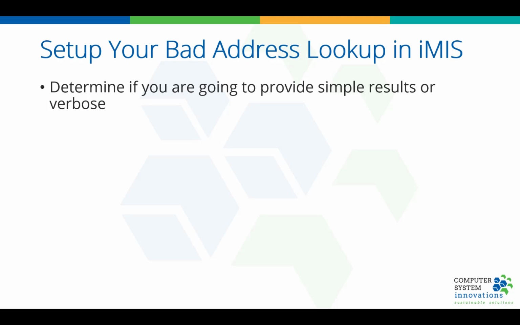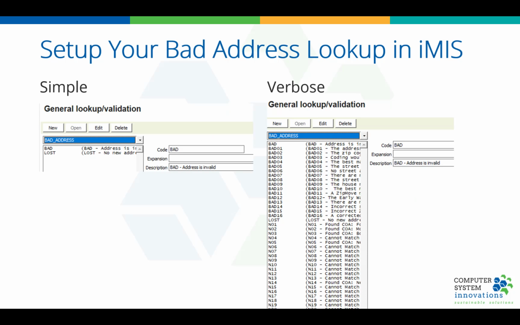But let's walk through it. First off, we're going to set up our bad address lookup table in iMIS, and I'm going to talk about simple and verbose here in my overview. A simple one would be, I want to know when an address is bad, and I want to know when it's lost. In this case, bad means it's not a good address in iMIS. It is an address that Accumail doesn't like.